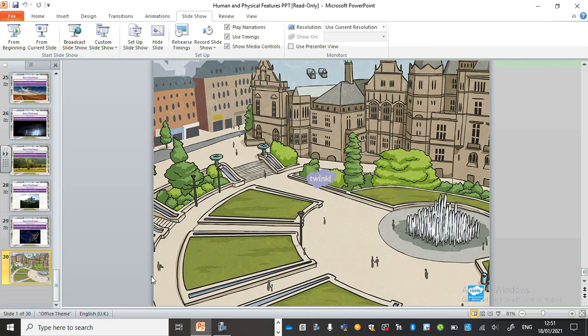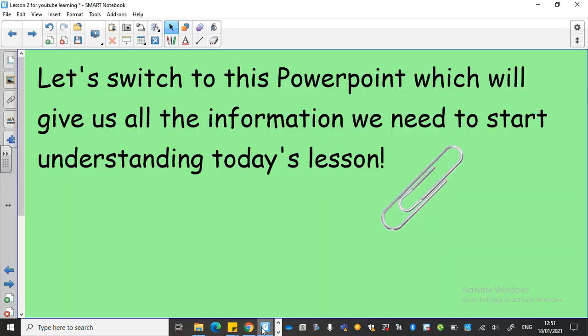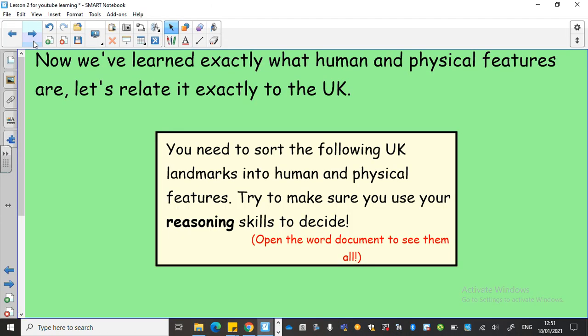So I'm going to flick back to this one here. Now we've learned exactly what human and physical features are, we're going to try and relate it exactly to the UK, because that is today's title. You're going to open the Word document in a second that is also on Teams, and it has some cards on there showing human and physical features of the UK. I want you to try to decide which features you think are human and which features you think are physical.